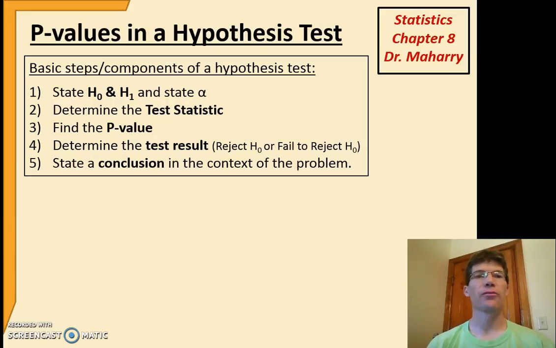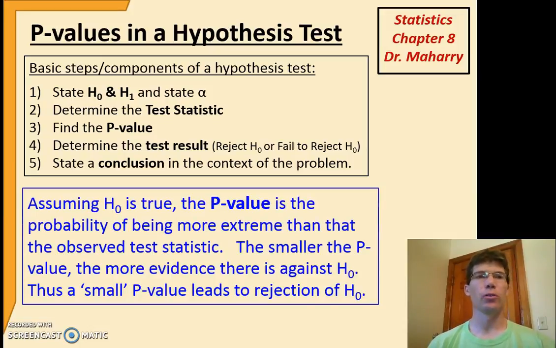So p-value stands for probability value, so we're finding a probability. More specifically, a p-value is the probability of being at least as extreme or more than the observed test statistic. So another way to think of it is, we take this test statistic, a number, maybe I get 2.7 or negative 1.43. I'm going to go look that up in the z table or the t table, and I'm looking for the probability further out in the tails.